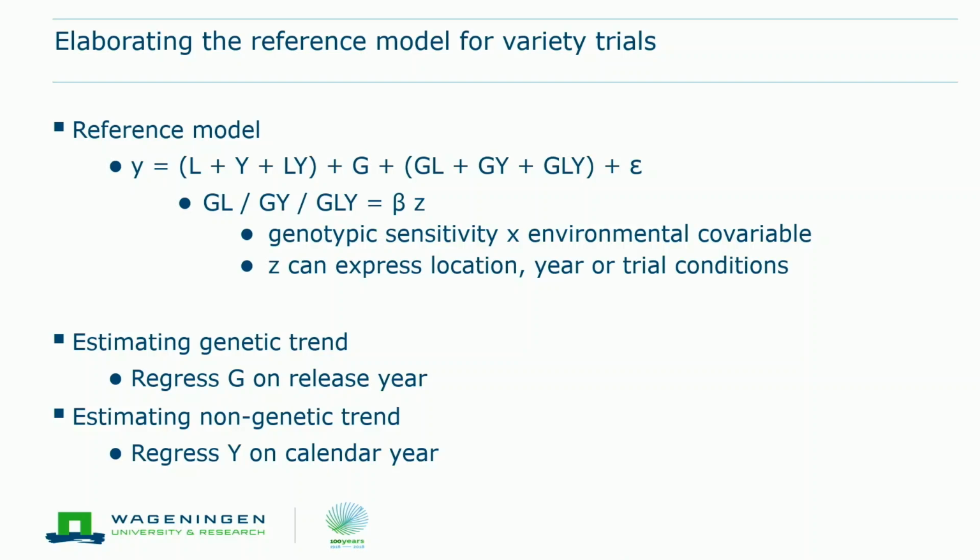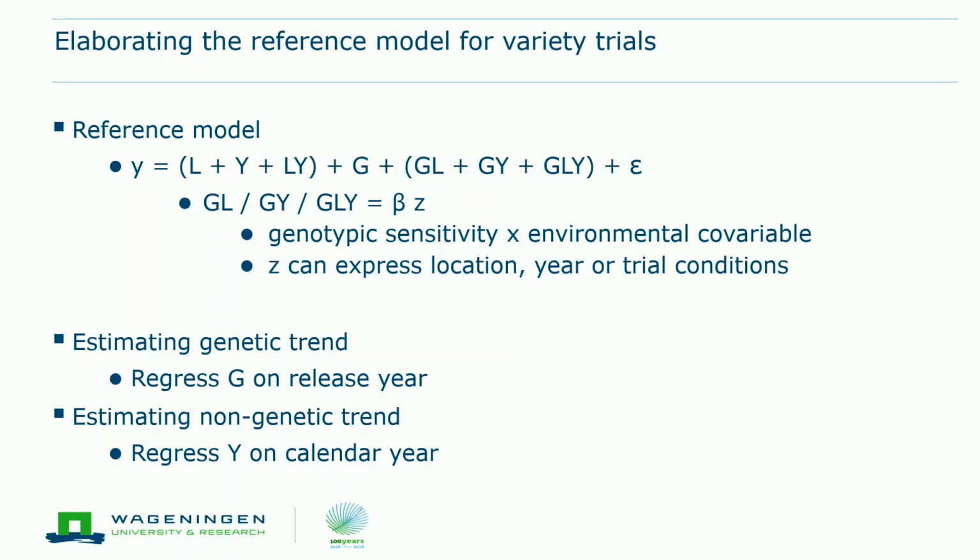You can make that more complicated, because in the end it's a kind of Lego box. These terms here, GL, GY, G by L by Y, you can try to find environmental descriptors to which the genotypes differ in sensitivity, and that explain part of this random variation. In a sense, we try to undress the random variation for the G by E in parts that we understand, and mostly when we understand it well, we can insert those things as fixed.